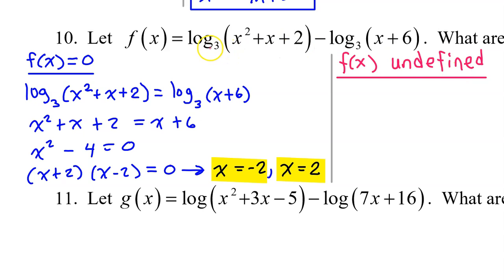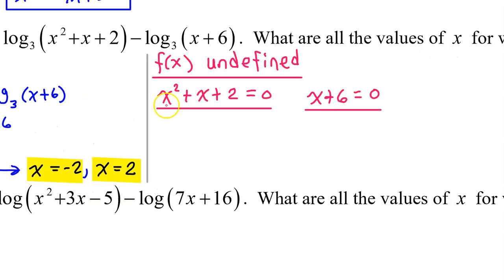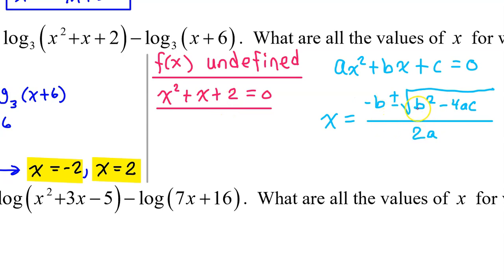You cannot take the log of 0, so f of x will definitely be undefined anywhere where this expression, x squared plus x plus 2, is equal to 0, or where x plus 6 is equal to 0. If this trinomial was factorable, I would solve by factoring, but it is not factorable, so I'm going to have to use the quadratic formula. Here is the quadratic formula. Make sure you have it memorized.